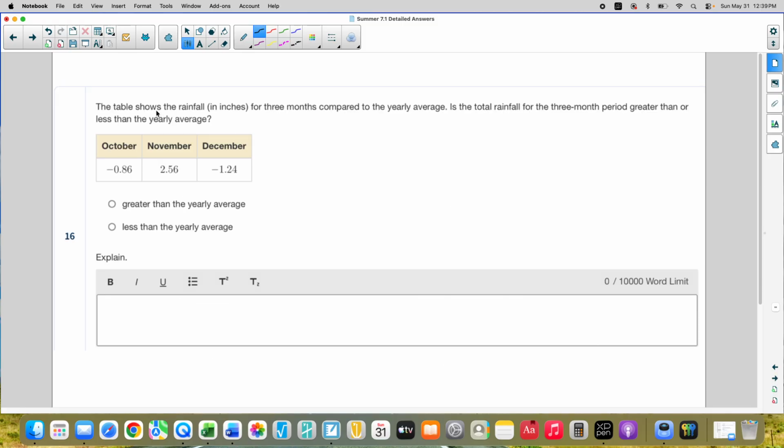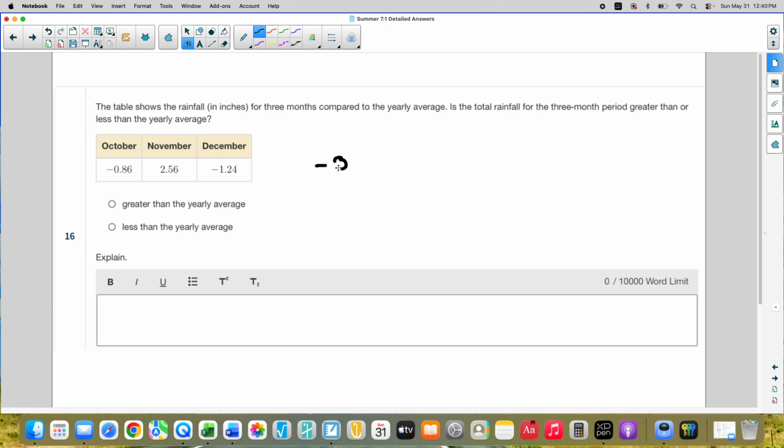The table shows the rainfall in inches for 3 months compared to the yearly average. Okay, so this is less than the yearly average. This is more than the yearly average. This is less than the yearly. Is the total rainfall for the 3 month period greater than or less than the yearly average?